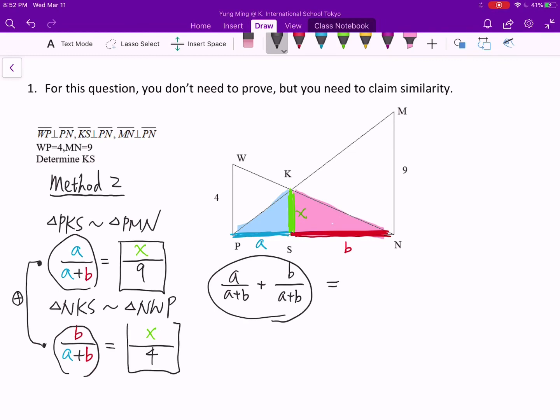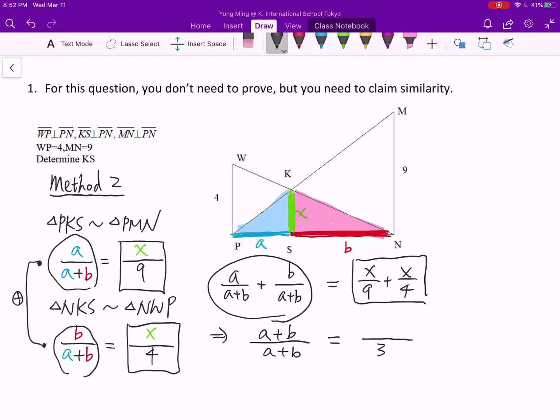My right-hand side is going to be X over 9 plus X over 4, right? So left-hand side equals right-hand side. But magically, the left-hand side actually adds up to 1. This is equal to A plus B over A plus B. Common denominator A plus B, and all we need to do is just add the numerators. The numerators are simply A plus B. So we're going to get A plus B over A plus B, which is going to give us 1. That equals X over 9 plus X over 4.